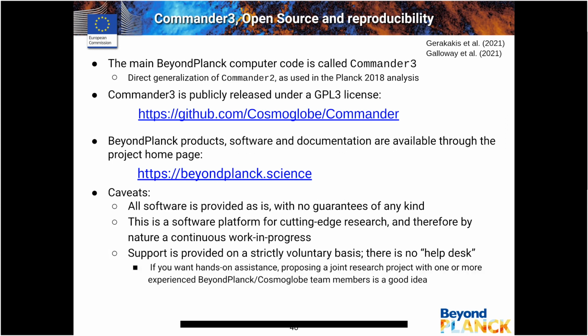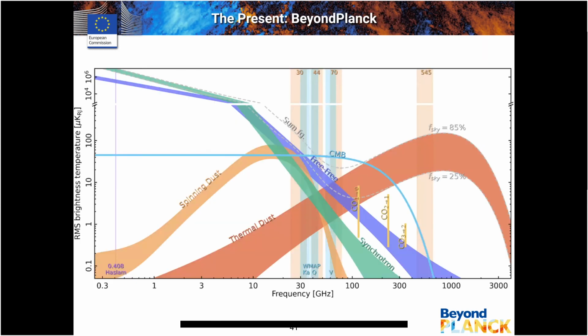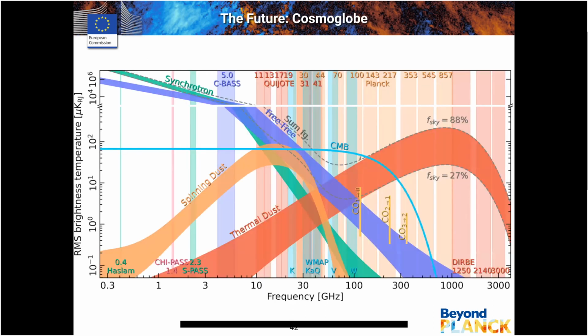So this is sort of the state of things from BeyondPlanck. And of course, I'm sort of teeing off the rest of this week's discussion by saying this is where we would like to end up: a fully integrated model that includes all of the data that we now have available, in this full Cosmoglobe sky model and pipeline.